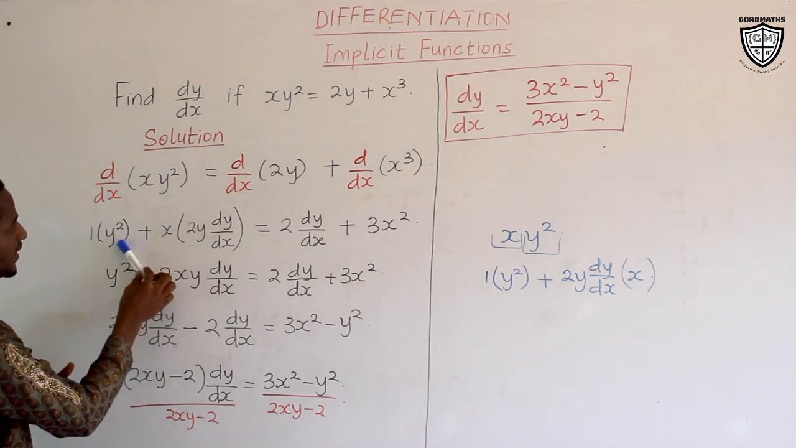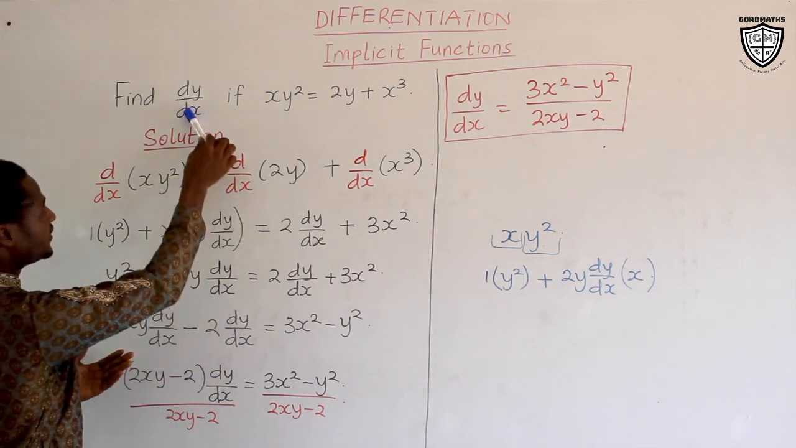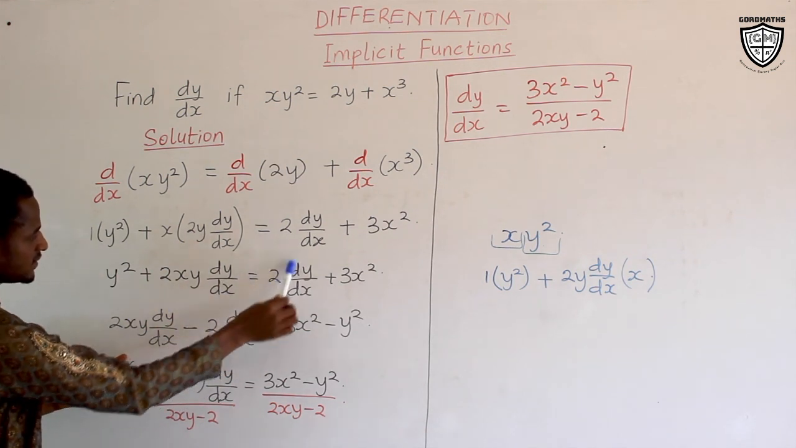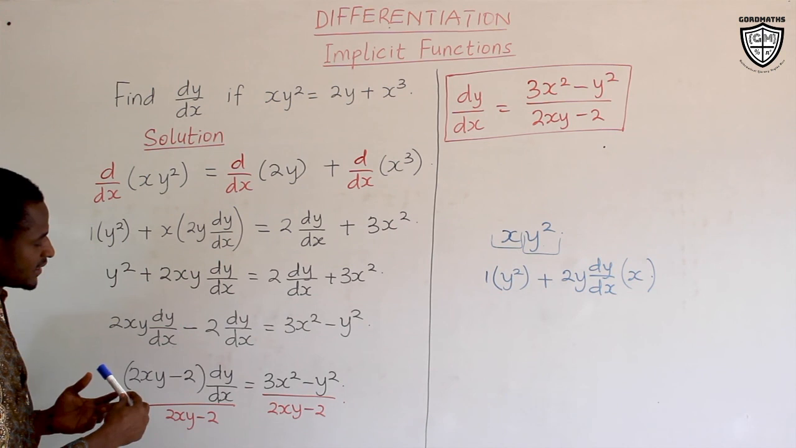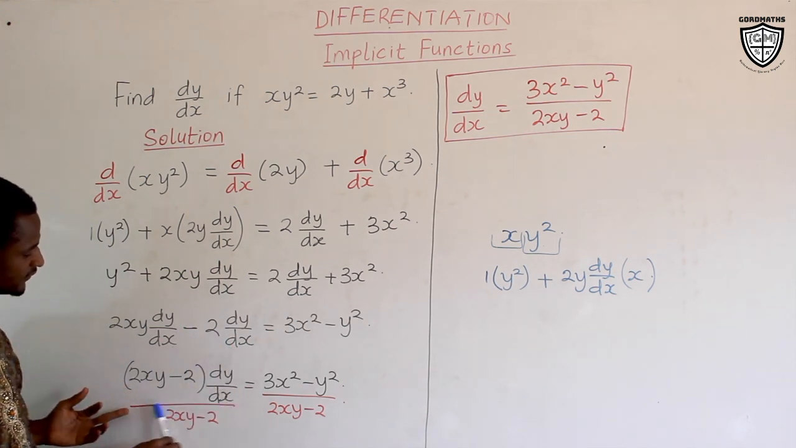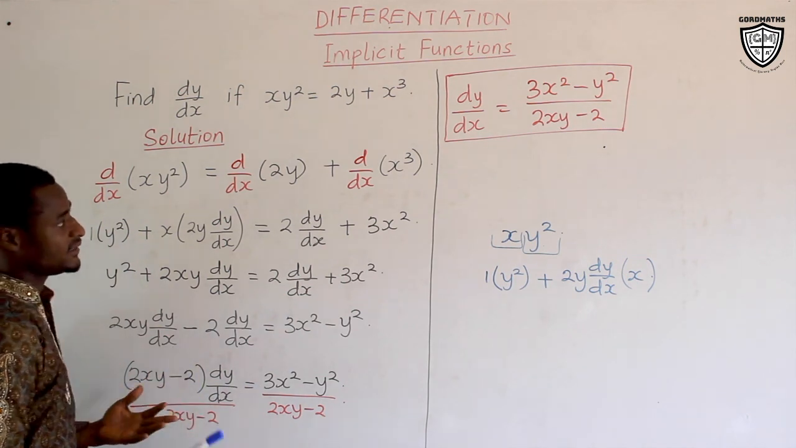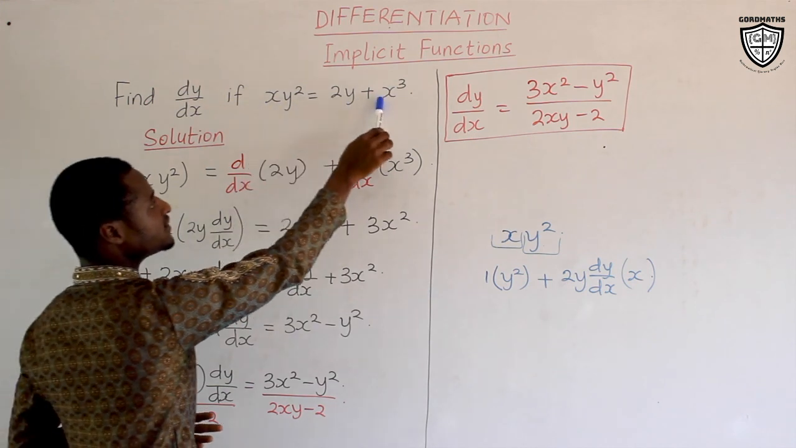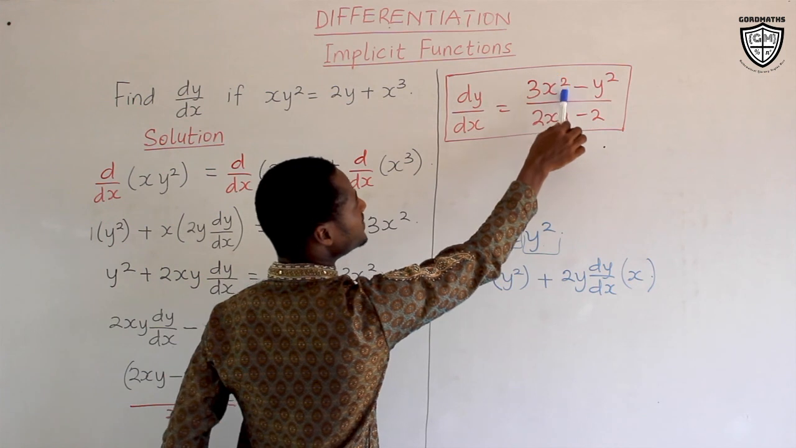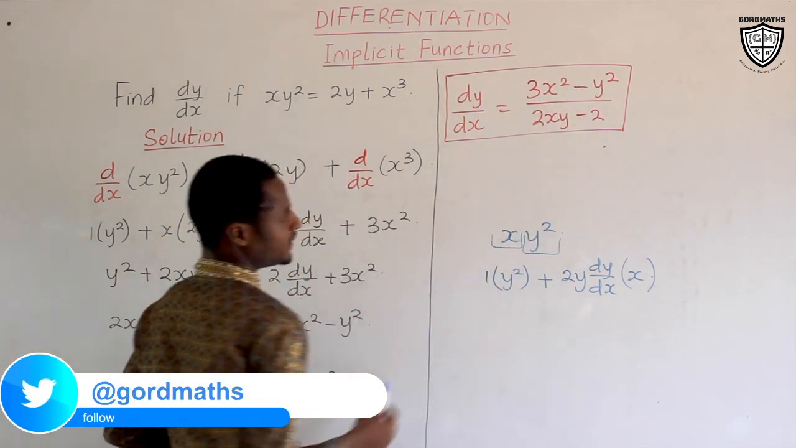So from there, we simplify the terms. Then, since we want to find dy dx, we group all terms that contain dy dx. This cross to become minus 2 dy dx. Then we factorize dy dx out, and then divide through by 2xy minus 2. Then finally, the derivative of this implicit function will be dy dx is equal to 3x squared minus y squared all over 2xy minus 2.